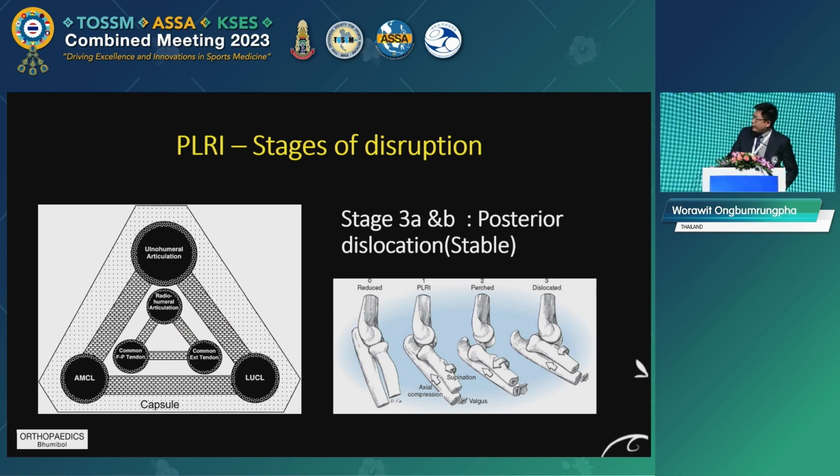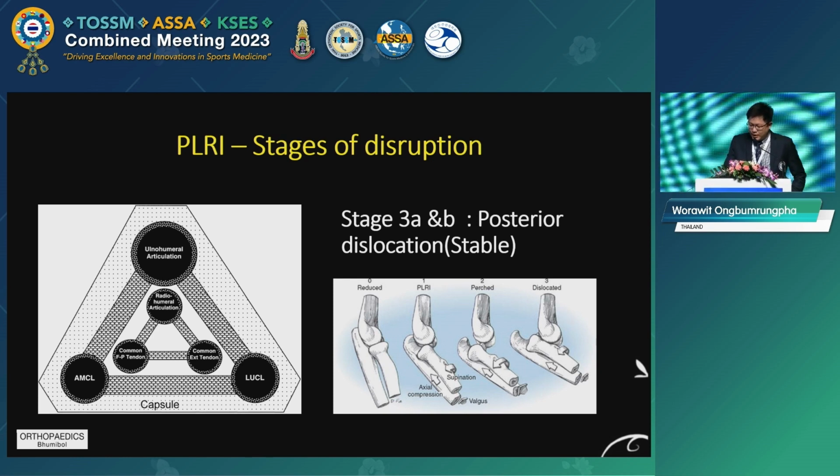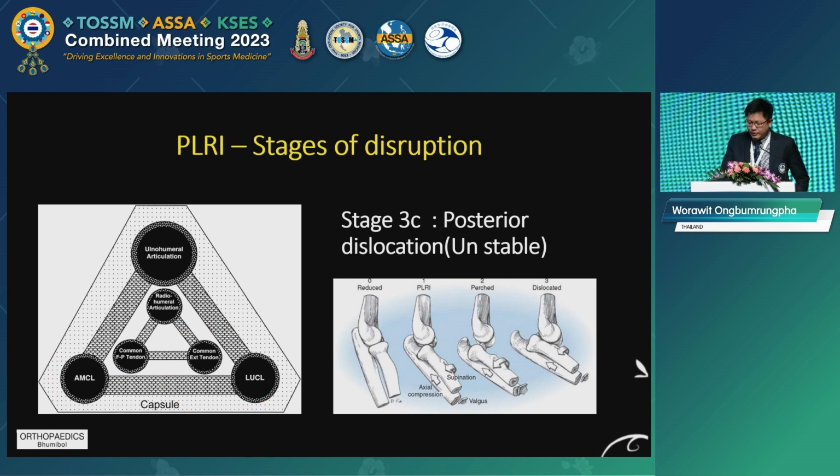So we go to stage 3, with posterior dislocation of the coronoid and the radial head, both behind the humerus. Stage 3 we divide into A, B, and C. In stage 3A, the anterior bundle is intact, so when you reduce it, the joint is stable. Stage 3B is with the anterior bundle not intact. And stage 3C, in this picture, would have disruption of the common flexor tendon as well. Those are grossly unstable elbows.